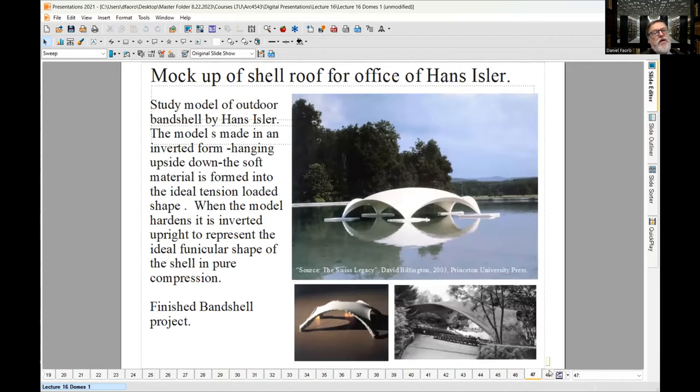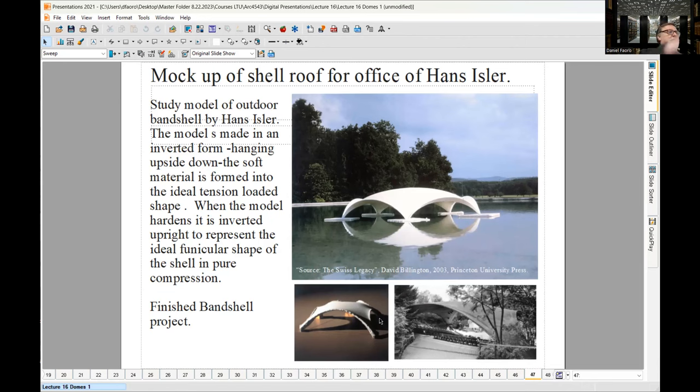Shell roofs that were designed by Hans Isler. Now, Isler was interesting because he used a modeling technique. So he would create the shape and definition using a flexible material like nylon stocking. It would be covered with plaster of Paris. And he had the shape and he would hang it upside down by the four points of support here and here.